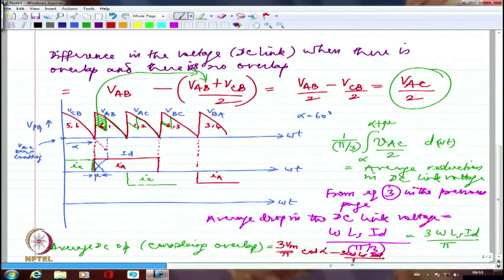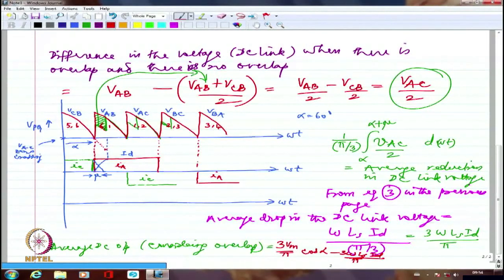Okay? 3 Vm by pi cos alpha was the original expression we derived, where Vm is the line to line peak. And what is given generally in your problems is line to line RMS. So you have to multiply that by root 2. Whatever you get as the RMS value has to be multiplied by root 2 to get Vm. And this one is what we calculated as the voltage drop for every 60-degree interval. So that has to be subtracted.